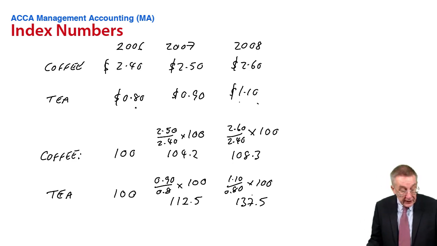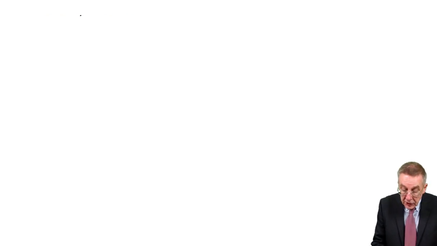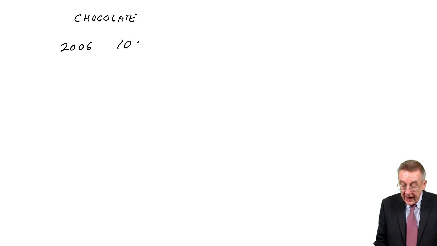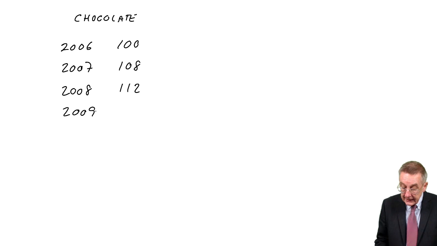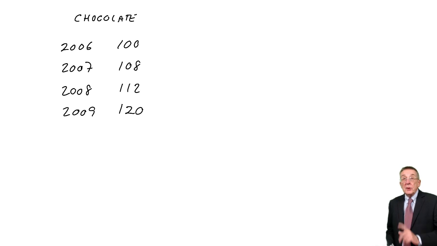Also, before I do the next example, make sure you can use it backwards. What I mean by that, suppose I give you index numbers for chocolate. And I say, in 2006 was our base, it was 100. 2007, it was 108. 2008, it was 112. And 2009, was 120. Well, that's the sort of thing you could be asked. Now here, we haven't worked out the index numbers, obviously, they've been given to us.